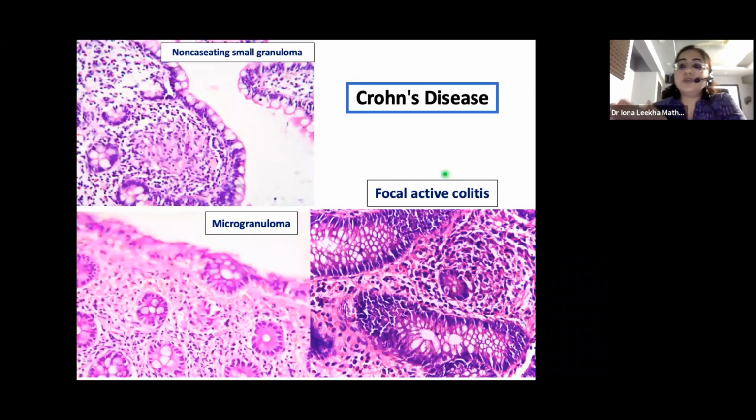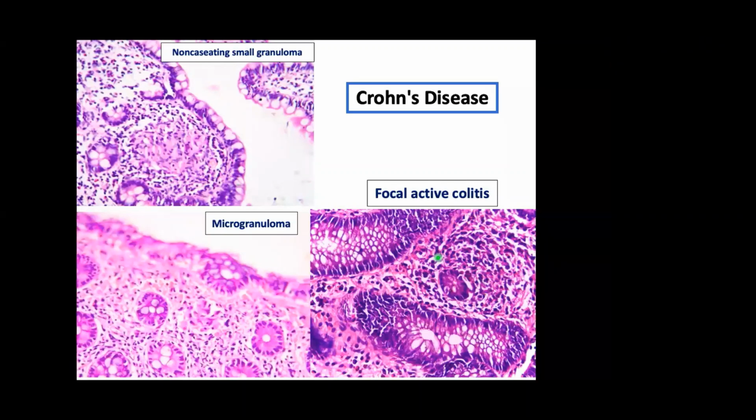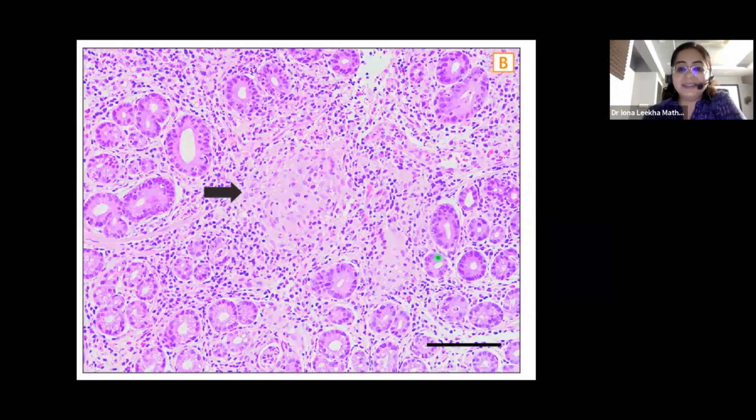Now, in many cases of Crohn's disease, we will see something known as focal active colitis, wherein the mucosal biopsy will appear normal, the infiltrate in the lamina propria is normal, but we will see crypts with neutrophilic infiltration surrounded by inflammatory cells, in scattered foci. These are the focal active lesions. In our parlance, we also call it focally enhanced colitis, focally enhanced gastritis, something like that. So this is a gastric antral biopsy where you can see a granuloma here again.